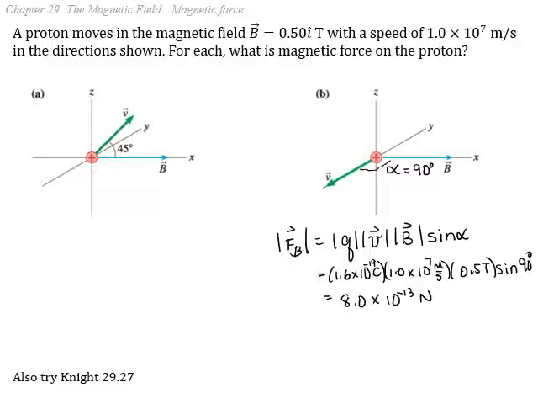Your B should be pointing to the right, and then your extended middle finger should be showing that it points straight up, so it's in the K direction. So then FB, our magnetic force, is 8 times 10 to the minus 13 newtons K hat. And if you wanted a little bit of extra homework to do, you could try solving this by doing the cross product rather than magnitude and direction.